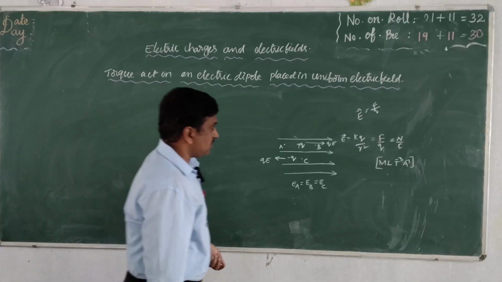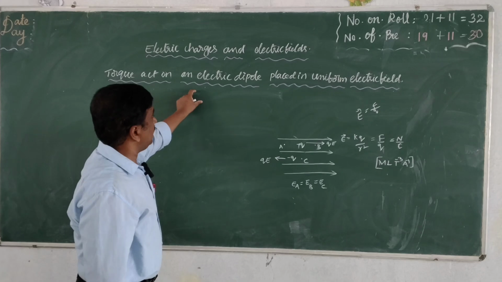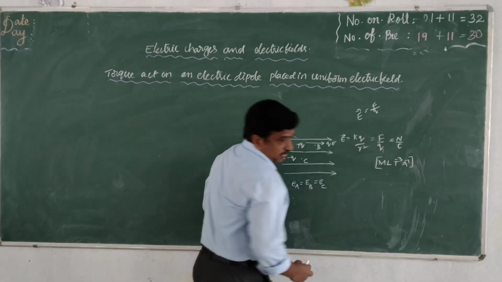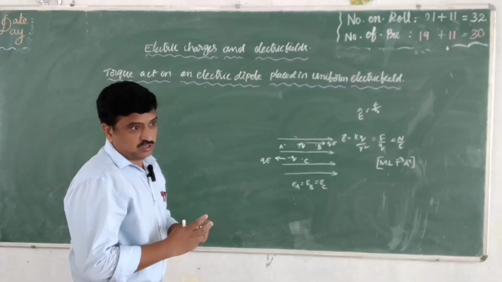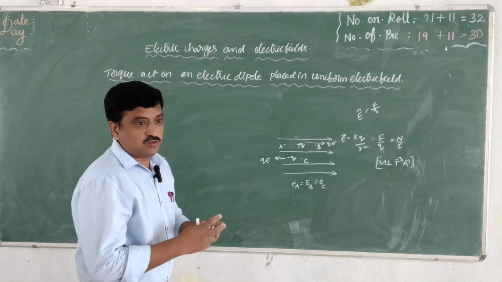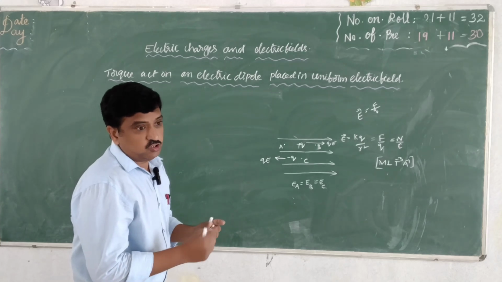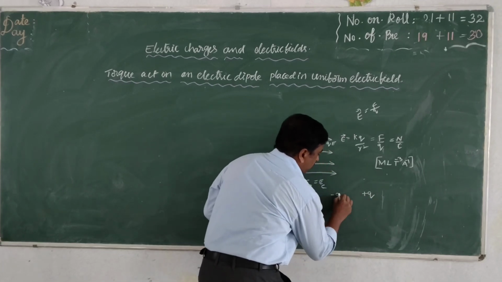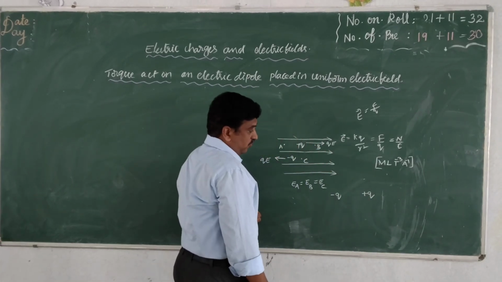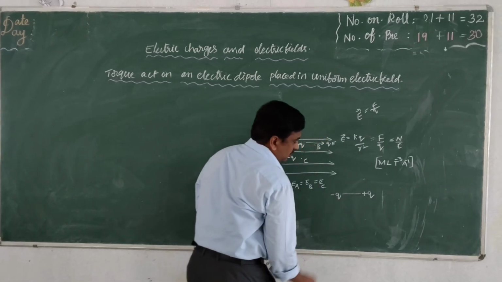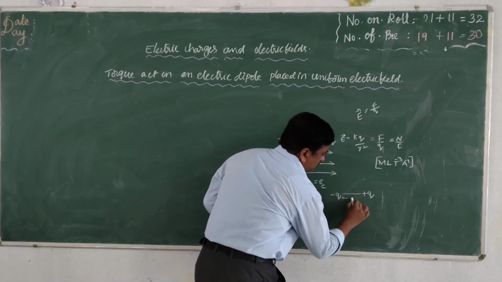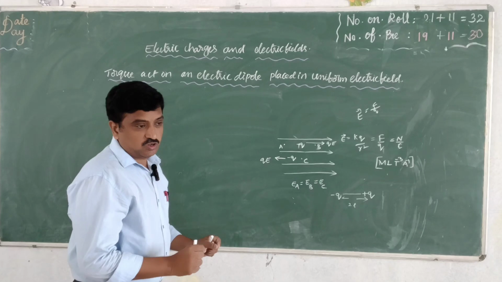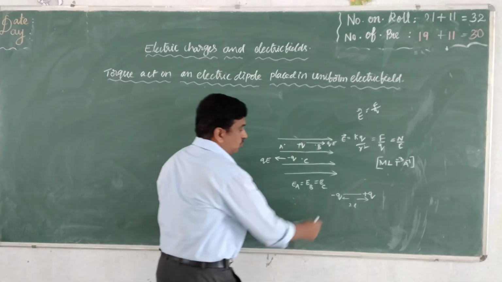See here, in this case we discuss one more thing. What is an electric dipole? Electric dipole means two equal and opposite charges, plus q and minus q, which are separated by a small distance 2l. This is called an electric dipole.